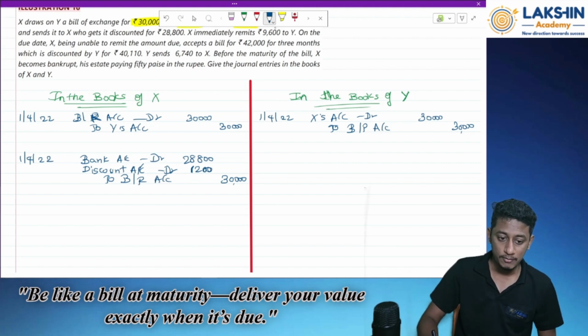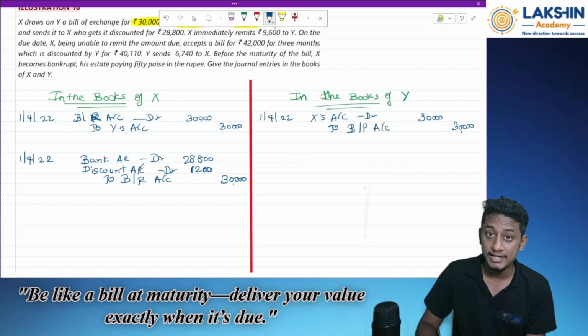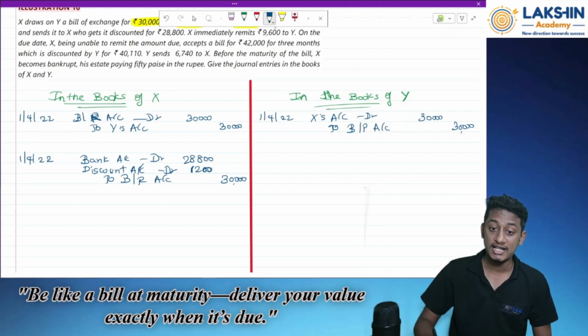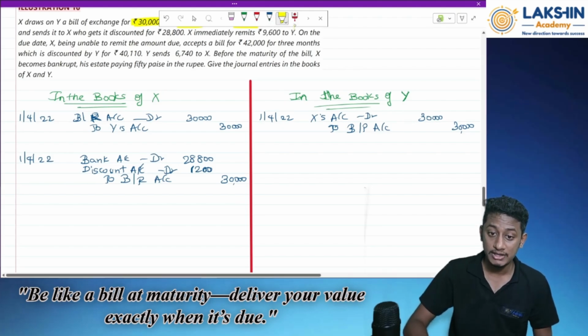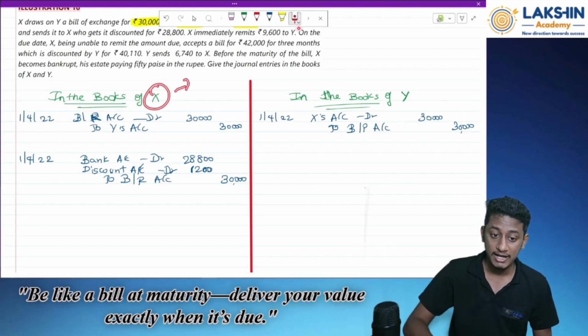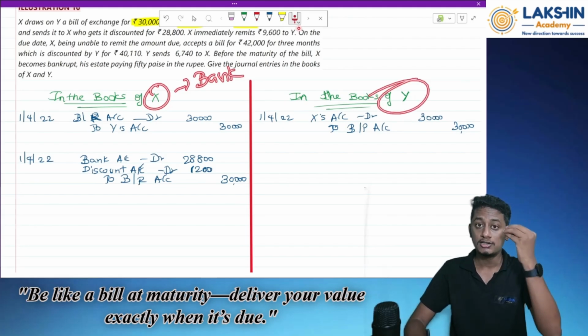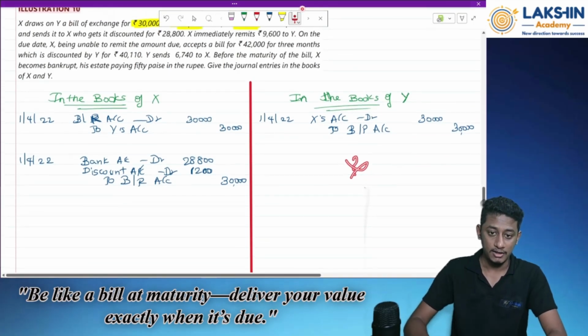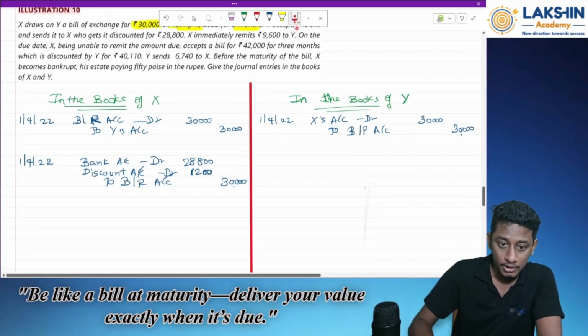Done. So now in the books of Y, will there be any entry for discounting of the bill? No sir. Why? Because this transaction was done between whom and whom? Mr. X and the bank. So Mr. Y is not bothered with this transaction. So no entry will be passed in the books of Y. Remember this, okay?